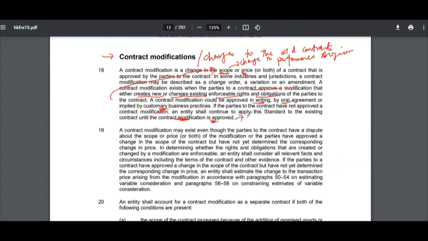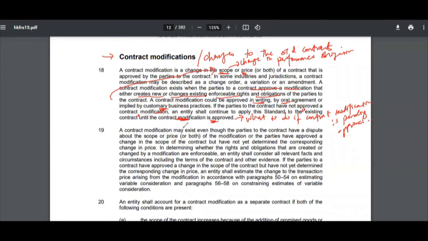So the standard is actually telling you what to do if a contract modification is pending approval, right? So the standard is telling you that as well. You just need to basically wait and apply the standard to the current contract, to the existing contract. That's what they say, existing contract, until the contract modification is approved.